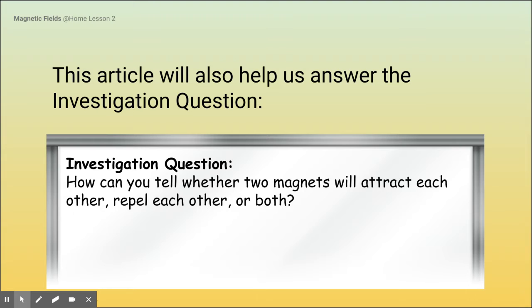So this article will help us answer the investigation question, which is, how can you tell whether two magnets will attract each other, repel each other, or both? So this is, how can we make that prediction?